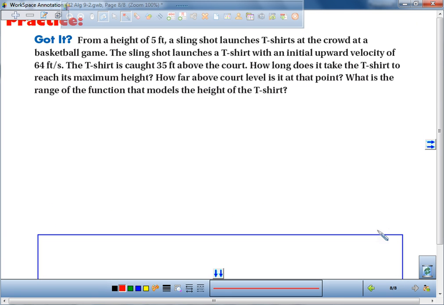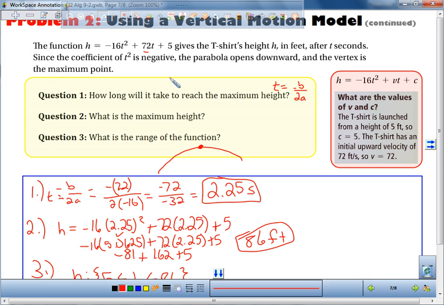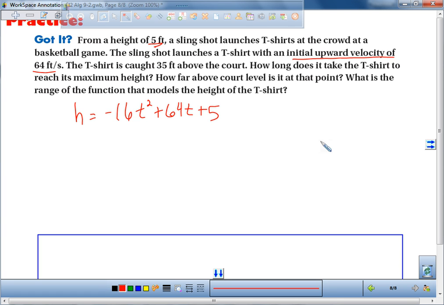Okay, and then the last problem is just a similar one, except that they changed the numbers. Again, it's launched from 5 feet. So when we write our equation, we still use the negative 16t squared. Now, what is the velocity in this one? The velocity is 64. So now b is going to become 64t and plus 5 because that's where it started. So then you're just going to use that equation to solve instead of the one back here with 72 and 5. Same as the last problem, just different numbers.